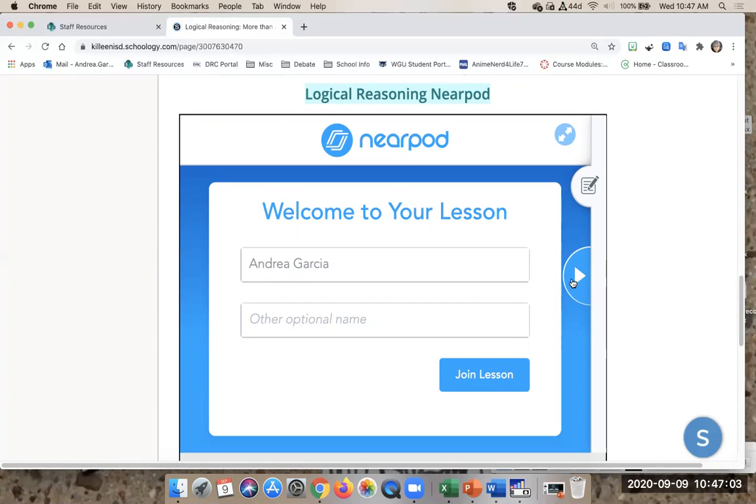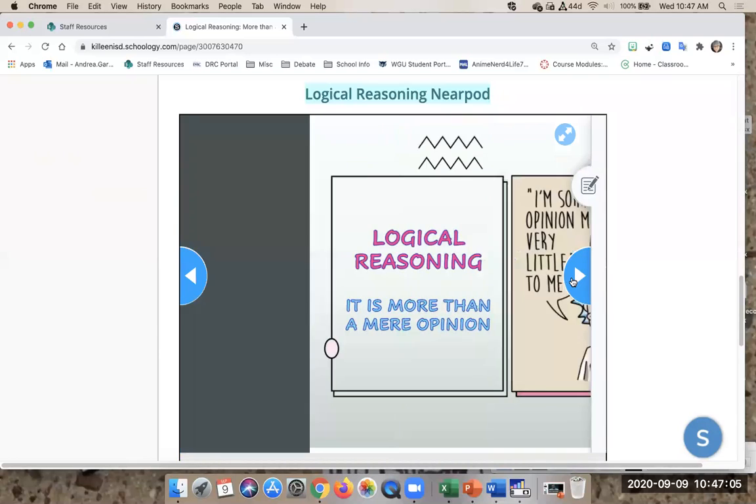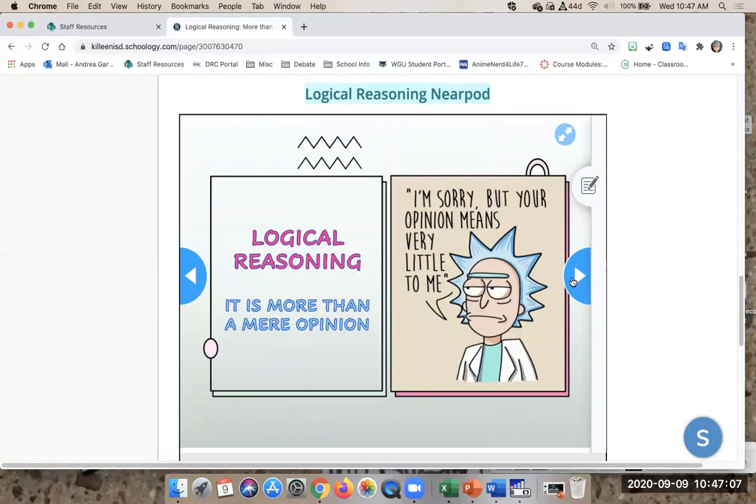So, logical reasoning. It's more than a mere opinion. So here it says, I'm sorry, but your opinion means very little to me. So if I was just to say the Longhorns are the best football team in the world, right? And I just left it at that. And you asked me, Ms. Garcia, why do you think that? And I was like, because I do. Does it matter? Are you likely to believe me?